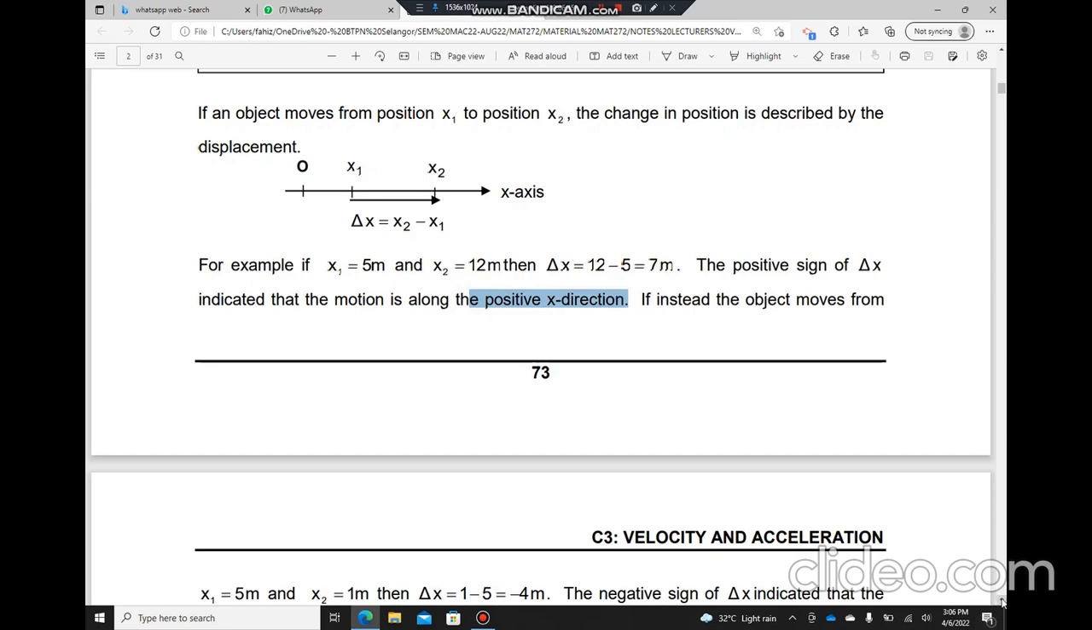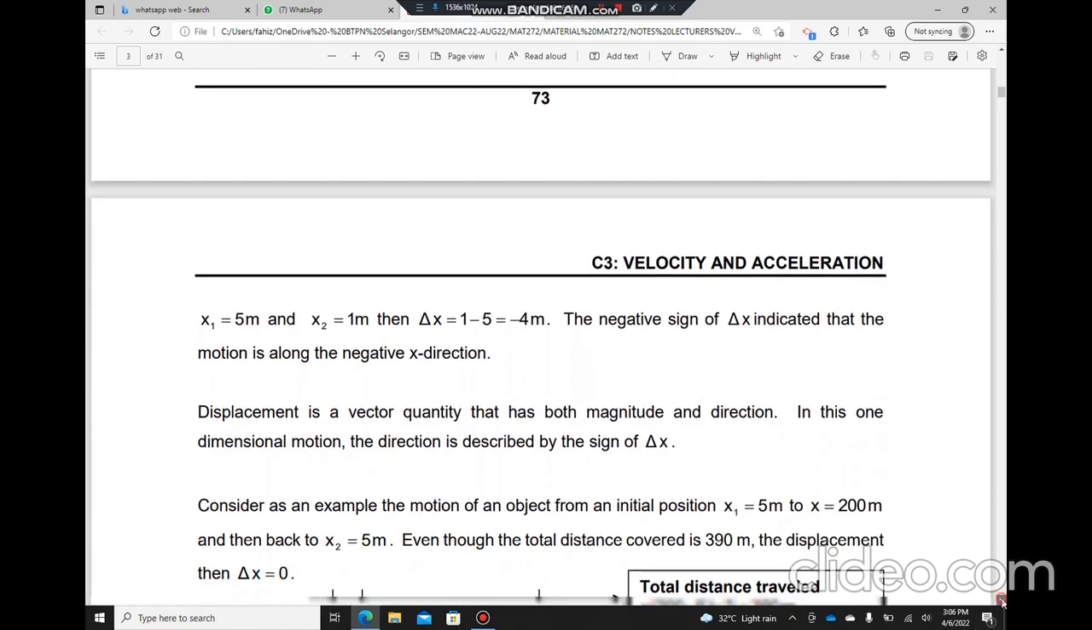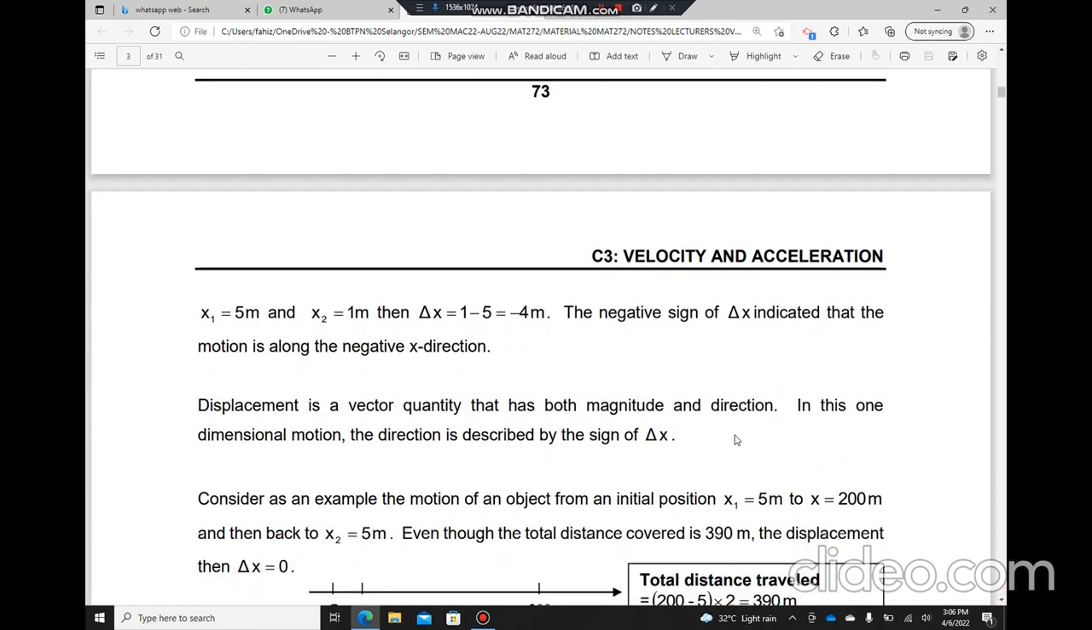Okay, if instead the object move from x1 equals to 5 meter and x2 equals to 1 meter. Okay, katakan kes yang kedua, x1 sama dengan 5, x2 sama dengan 1. Then delta x or displacement is 1 minus 5, so it is equals to negative 4. The negative sign of delta x indicated that the motion is along the negative x direction. So yang ni lah beza antara bila awak dapat jawapan positif or negatif.